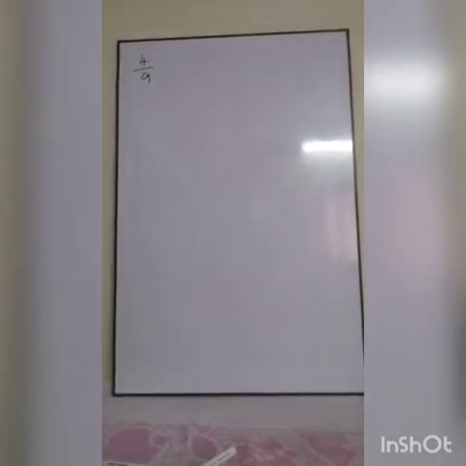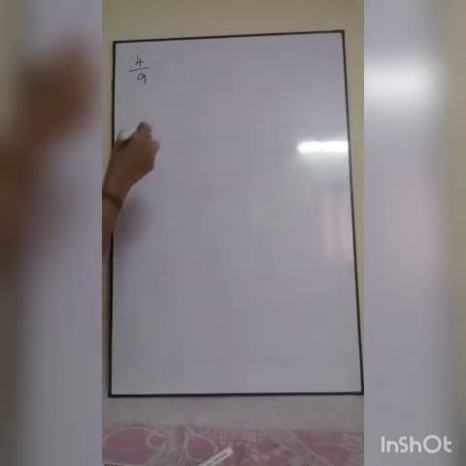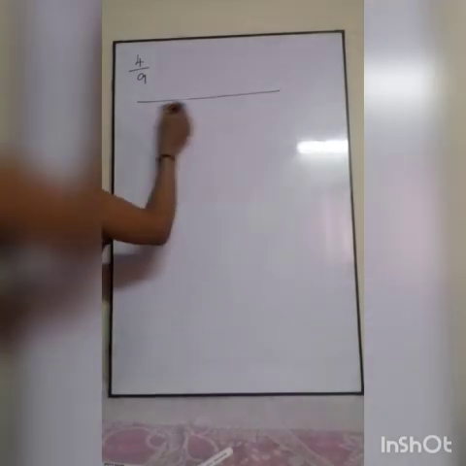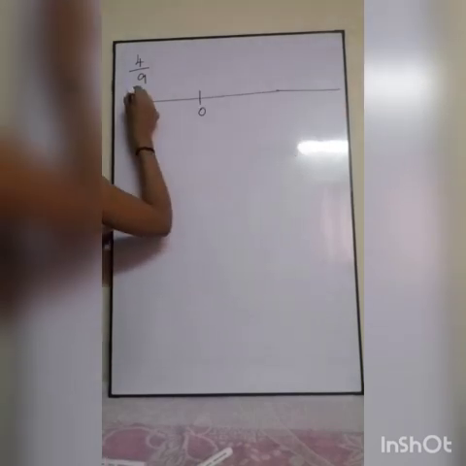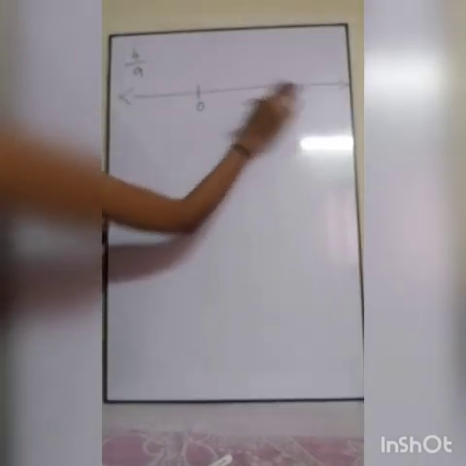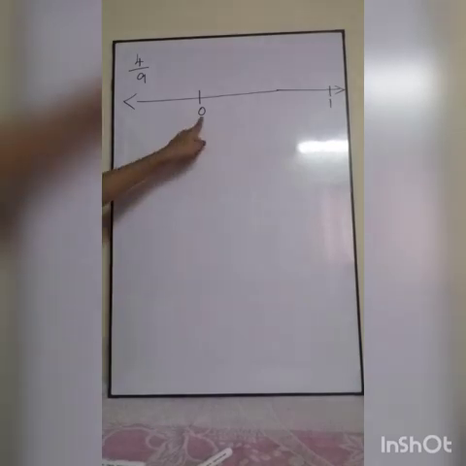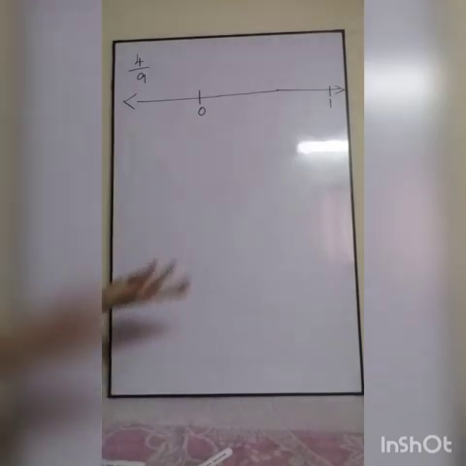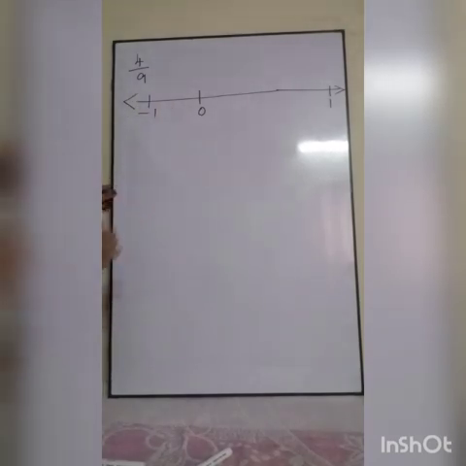Because 4 by 9 is a rational number, right? So we are going to represent 4 by 9 on the number line. First of all, you should draw a number line. 0, here positive and here negative, right? So here 1 will be there. I told you between 0 and 1 there are infinite rational numbers. Likewise between 0 and minus 1 there are infinite rational numbers, right?